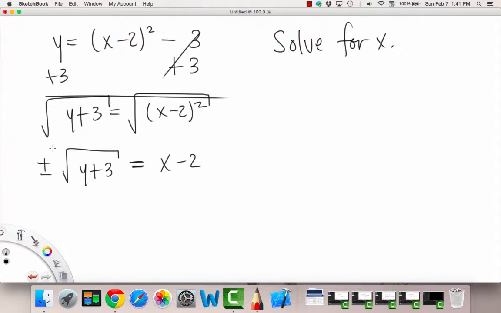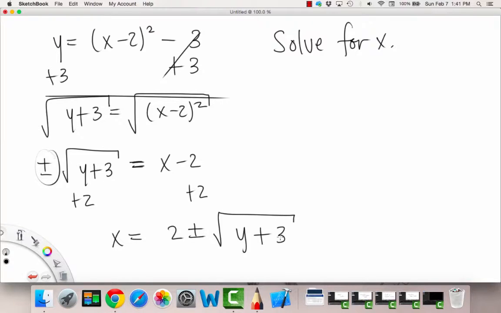But when you go backwards and you square root something, that introduces ambiguity, uncertainty on whether it's plus or minus, okay? So from here, we're going to just continue solving for x. So plus 2, plus 2. So we have x is ultimately equal to 2 plus or minus the square root of y plus 3.